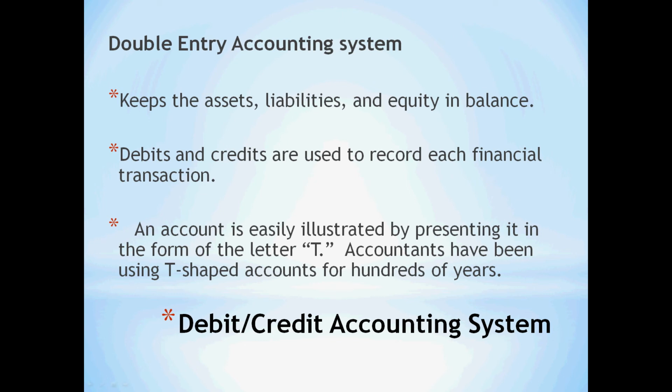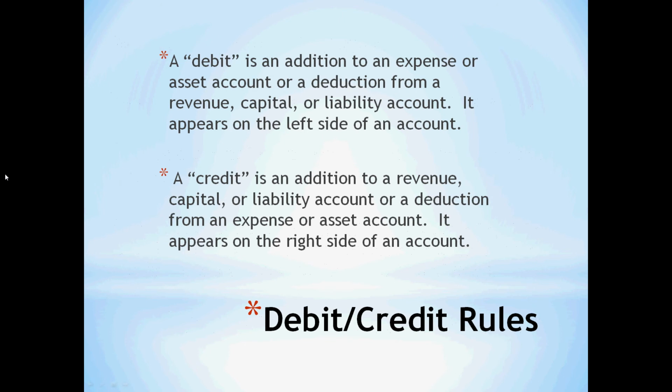The debit-credit accounting system. A debit is an addition to an expense or asset account or a deduction from a revenue, capital, or liability account. It appears on the left side of an account. A credit is an addition to a revenue, capital, or liability account or a deduction from an expense or asset account. It appears on the right side of an account. And those are the debit-credit rules.